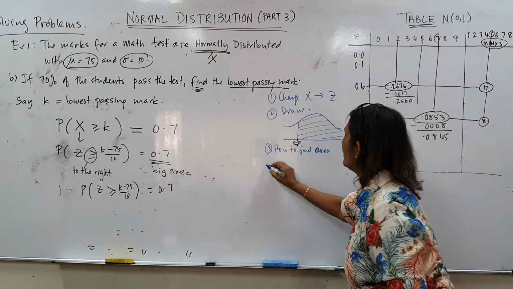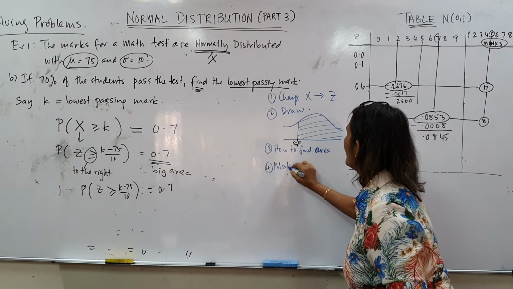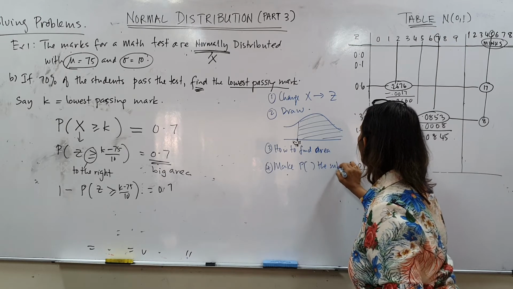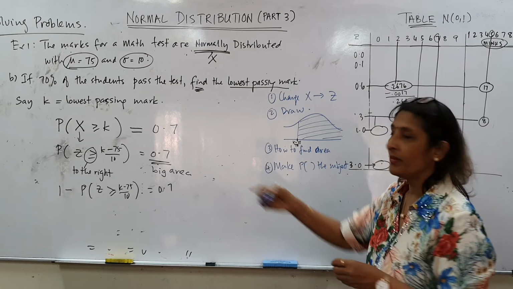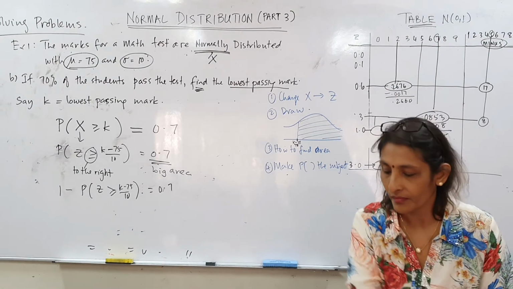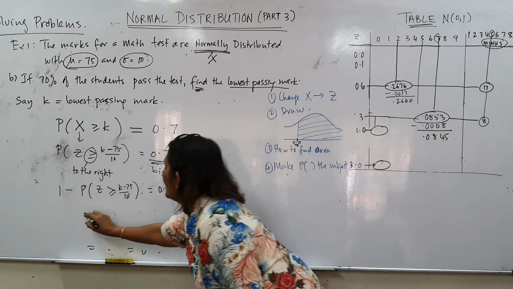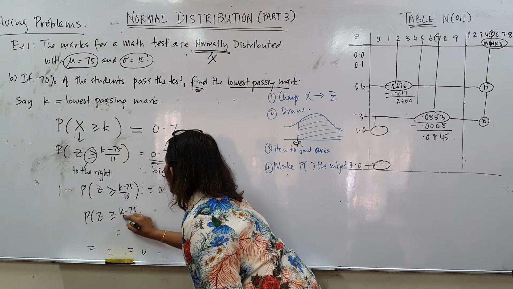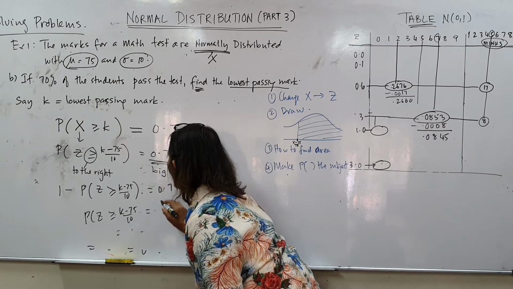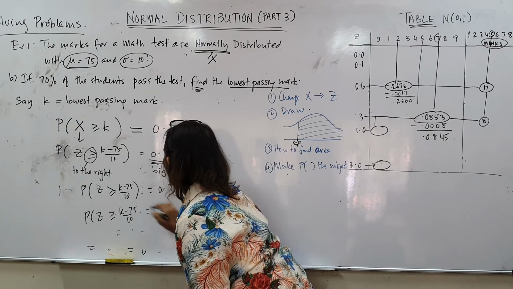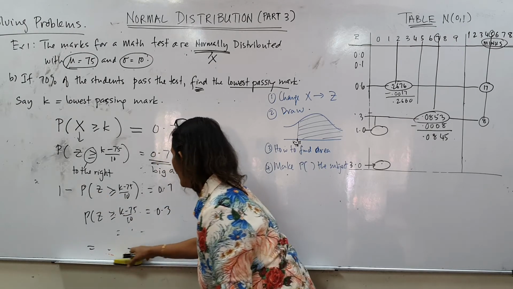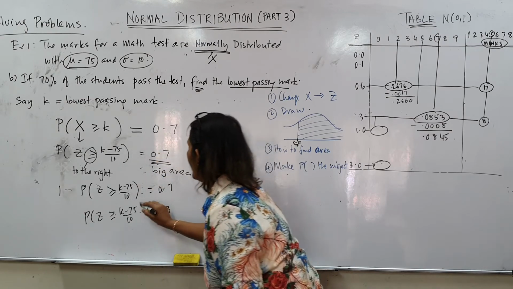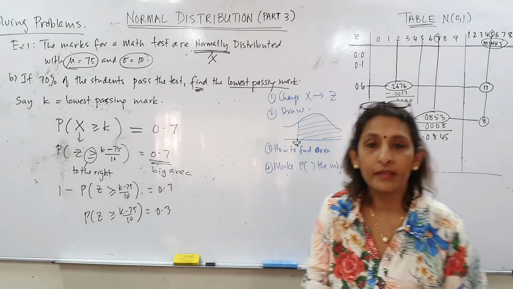Step 4, make P the subject. Okay, we're going to make P the subject there. So you get P, Z more than K minus 75 over 10 equals to 0.3. Okay, 1 minus 0.7, 0.3. Okay, we have done that.